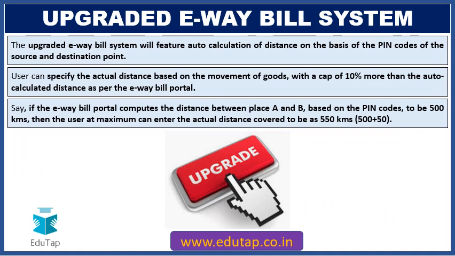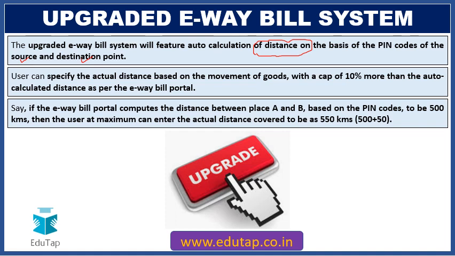Now if you talk about the upgraded e-way bill system, then this particular system will feature auto calculation on the basis of the distance of the pin codes of the source and the destination point. So now the system is going to automatically calculate the validity of the e-way bill or the distance on the basis of pin code. We have learned that distance determines the validity of the e-way bill. So this upgraded feature will keep track of the validity of the e-way bill by keeping a check on the distance through fixing it via pin codes.